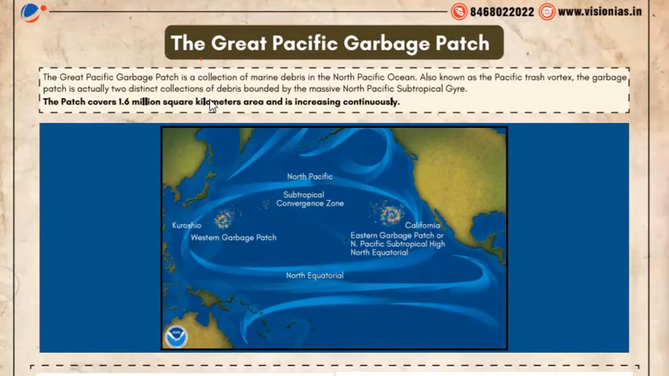When we talk about marine pollution, this is the most important topic. We must talk about the Great Pacific Garbage Patch, which is in the North Pacific. The Great Pacific Garbage Patch is a collection of marine debris in the North Pacific Ocean, also known as the Pacific Trash Vortex. The garbage patch is actually two distinct collections of debris bounded by the massive North Pacific subtropical gyre. The patch covers 1.6 million square kilometers and is increasing continuously.